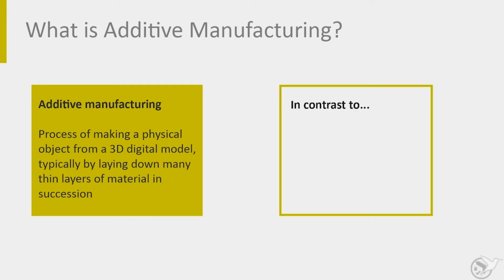This contrasts more traditional processes like machining, forming, extrusion, and casting, where material is either reshaped or removed in order to achieve the final product. But how exactly do we build up these layers to form a part?